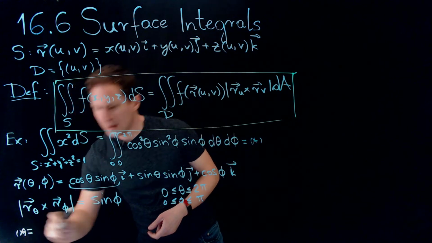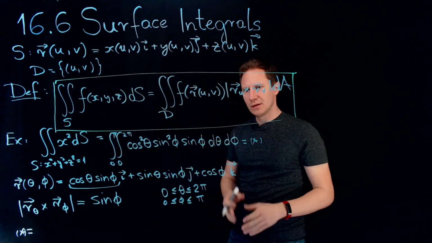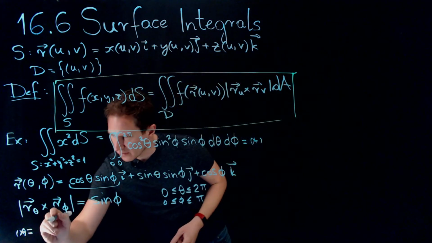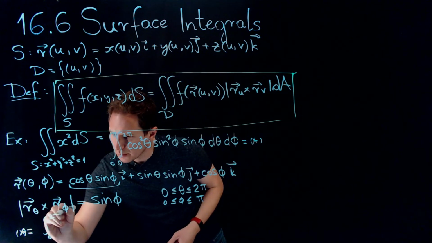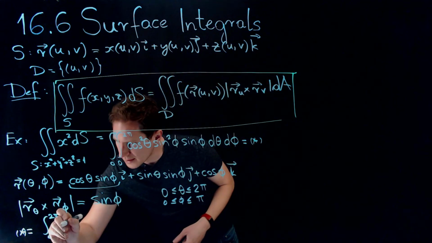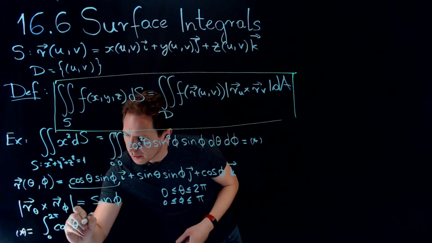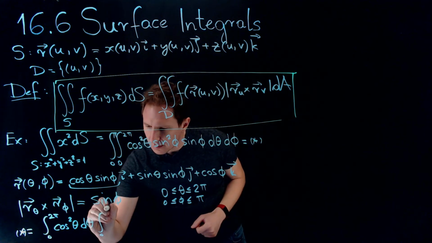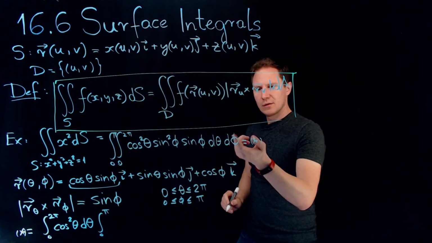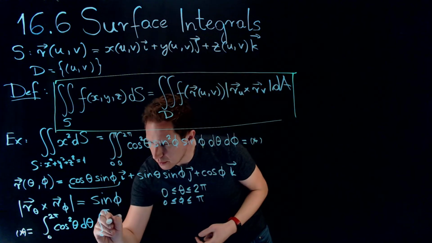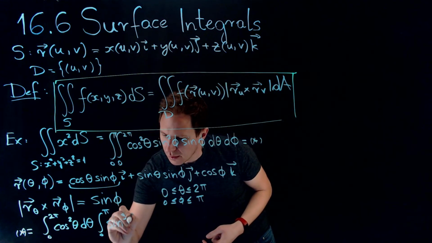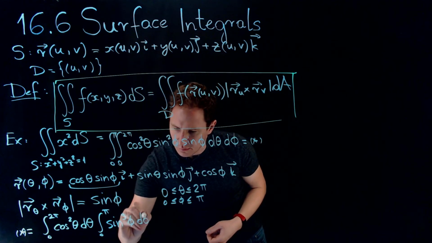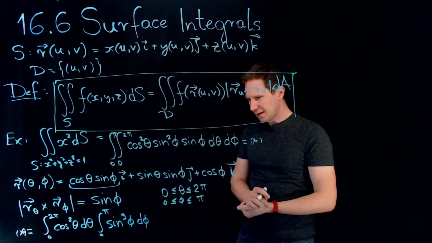This integral nicely splits into an integral in theta and an integral in phi, because you can take the cosine of theta squared and integrate that with respect to theta, as theta changes from 0 to 2 pi, and then multiply that by the integral with respect to phi of sine cubed. Notice that we have 3 factors of sine phi, so the sine of phi cubed is what we have to integrate here.